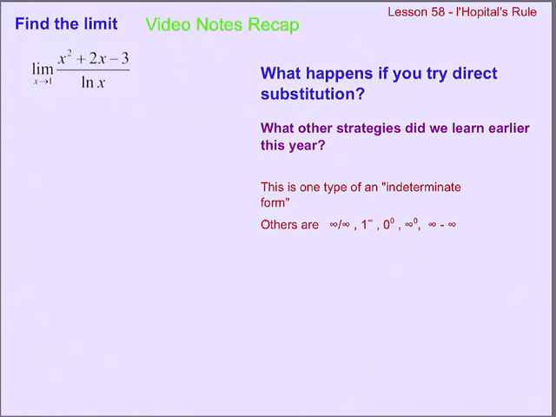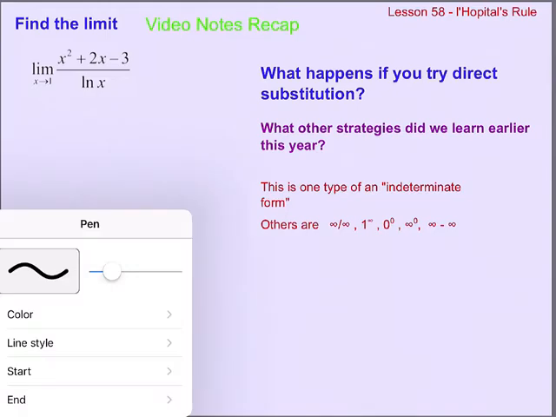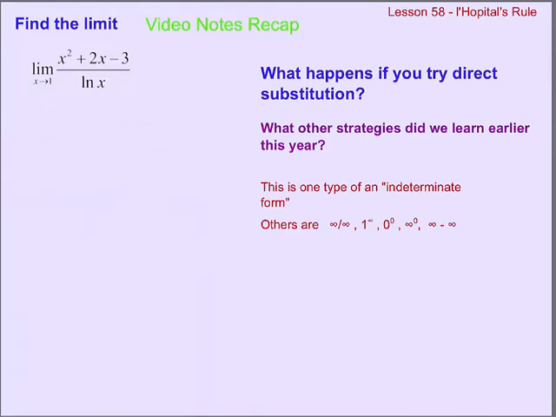Today's lesson is about L'Hopital's rule, a very cool way to find limits that used to be out of reach for us before. So here's an example. The limit of x squared plus 2x minus 3 over ln of x as x approaches 1. If we were to try direct substitution, we would find ourselves stuck.